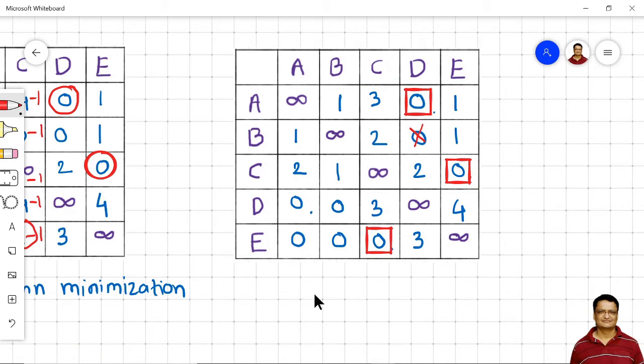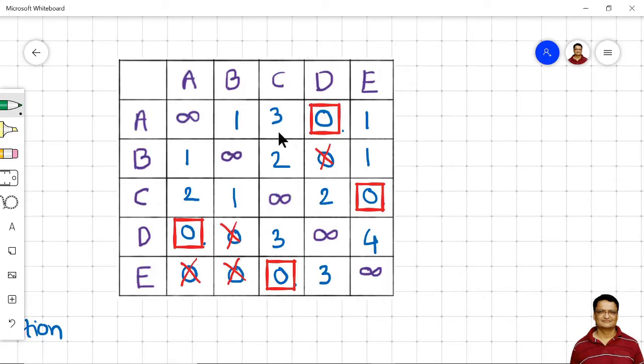Now I need to cross these 2 zeros. Now again I will start scanning the zeros from this column and I will get 1 0 at this point, and I need to cross this 0. Now you can see that we have made allocations. We have made 1, 2, 3 and 4 allocations, but there are 5 rows and 5 columns. So ideally we need 5 allocations.